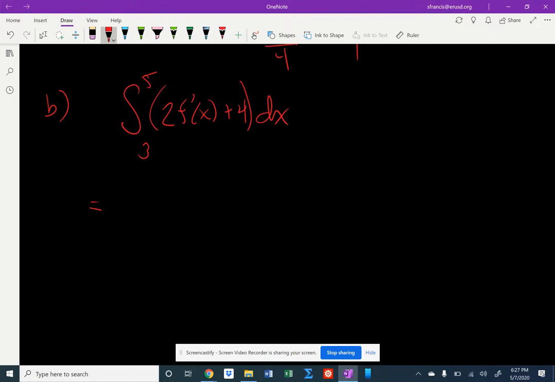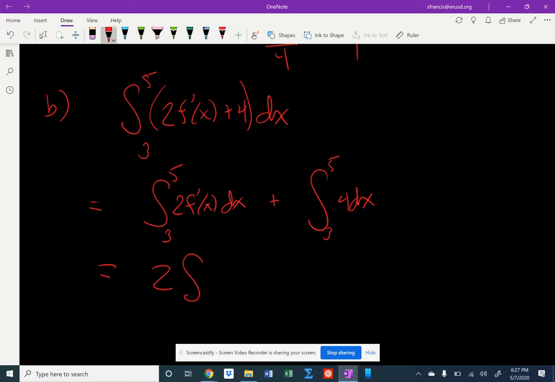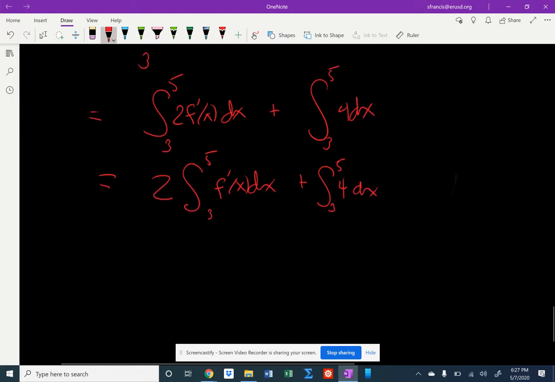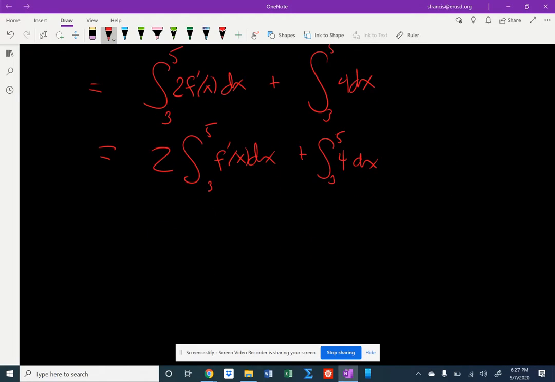If you want to break this down into parts, you can go the integral from 3 to 5 of 2f prime of x with respect to x plus the integral from 3 to 5 of 4 dx. You can even bring the 2 outside if this helps you see things more clearly. There's a couple different ways. You can interpret it as area and just do it as a rectangle, or you can do the antiderivative.